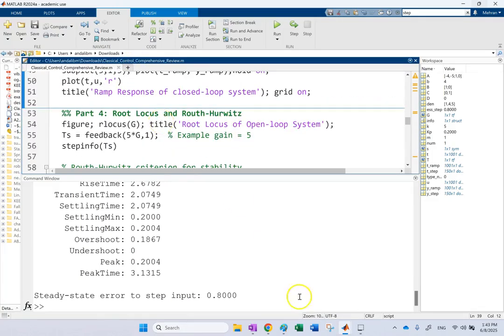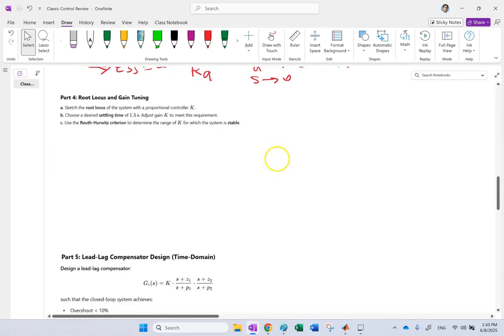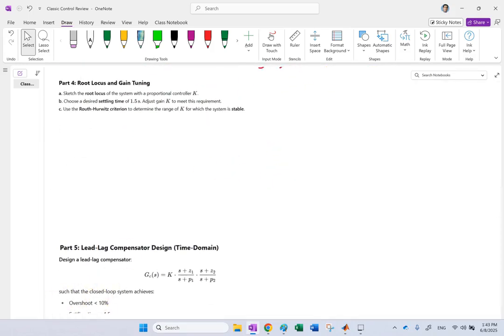And this is what I have done. So now that we have seen all of that, it is time to go and look at the Routh-Locus.